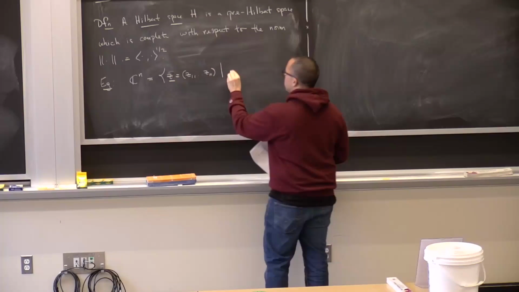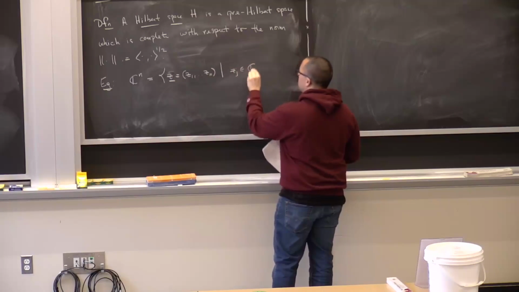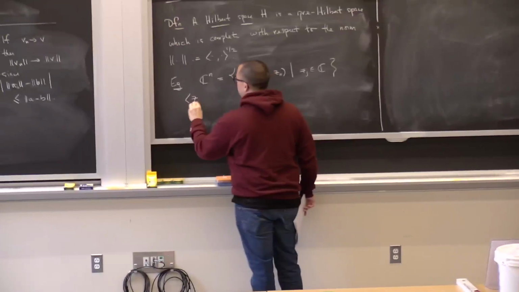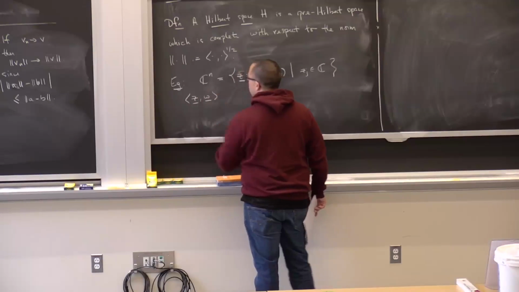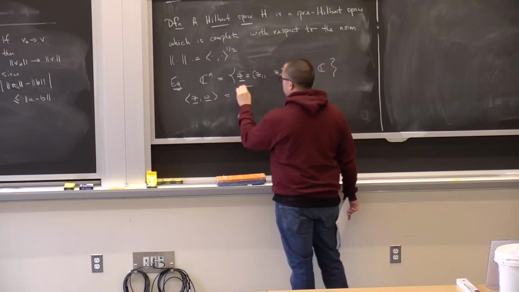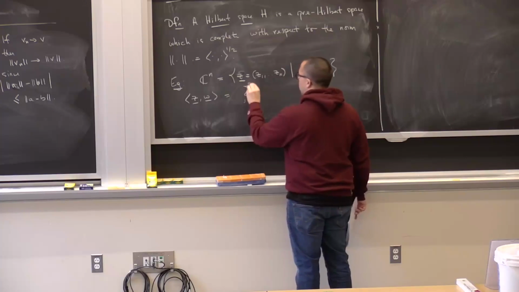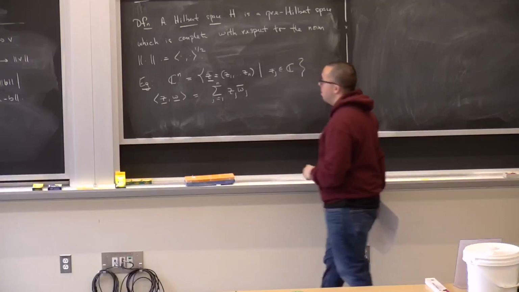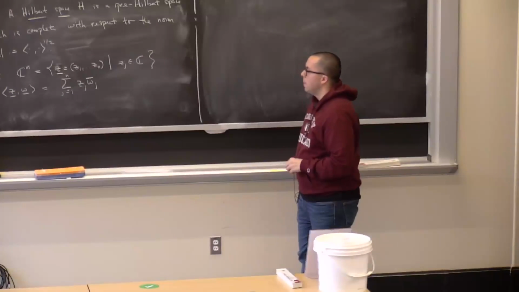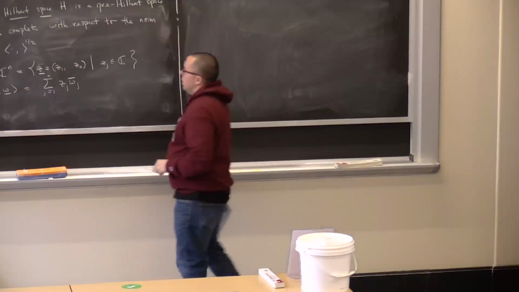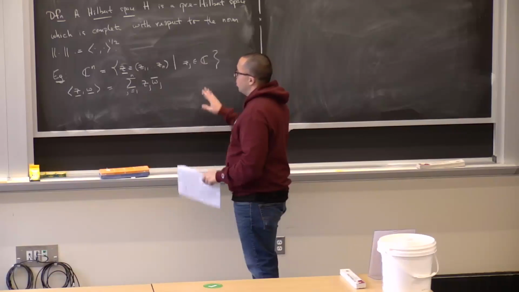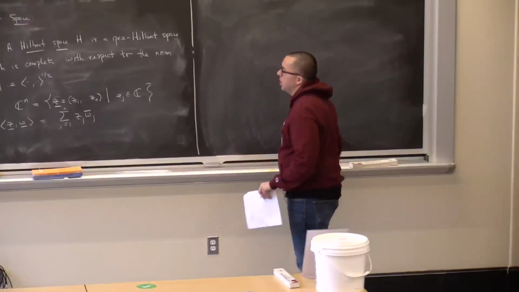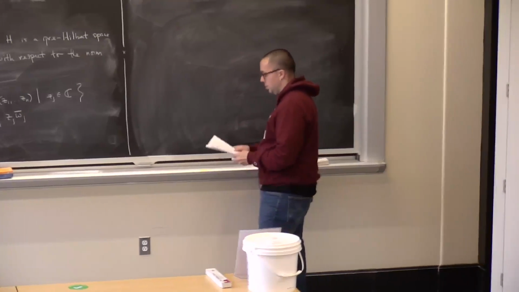Of complex numbers, where the inner product of two vectors z and w is equal to the sum from j equals 1 to n of zj times the conjugate of wj. Okay. So this is an example of a Hilbert space, a finite dimensional one, meaning it's a vector space of finite dimension.